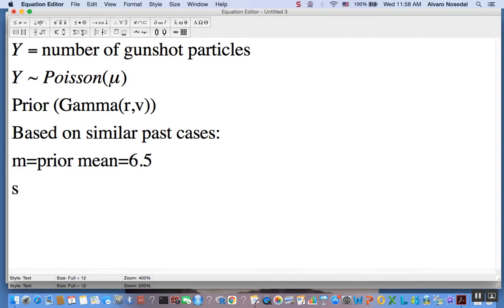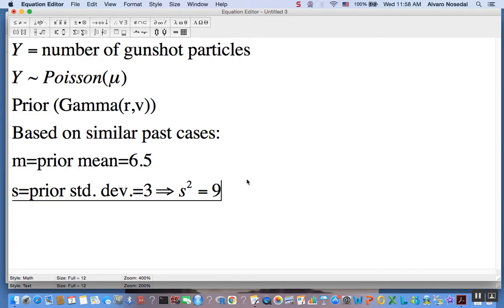and let me use S to refer to the prior standard deviation, 3. And if the prior standard deviation is 3, that implies that the prior variance, which is the square of the standard deviation, is just 9. Again, this is based on prior experience from these forensic scientists.